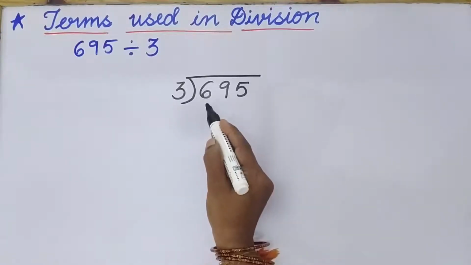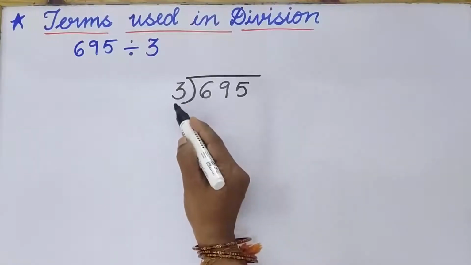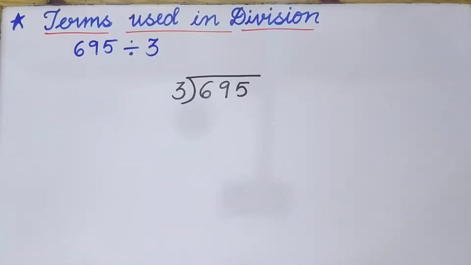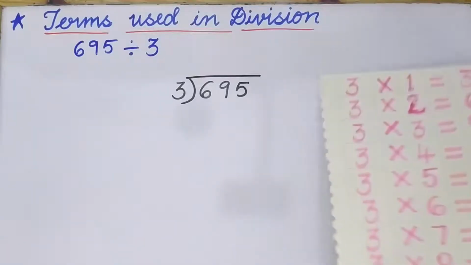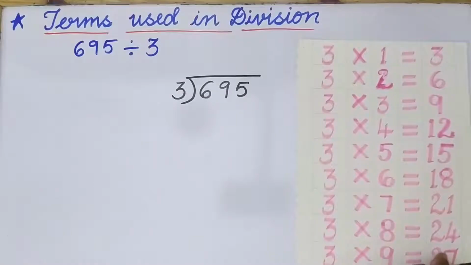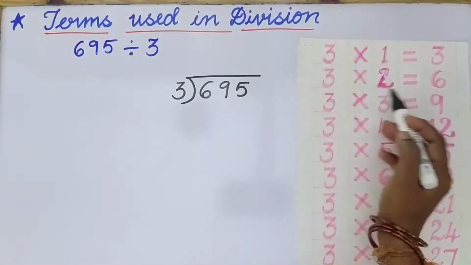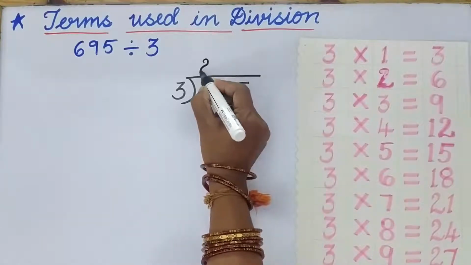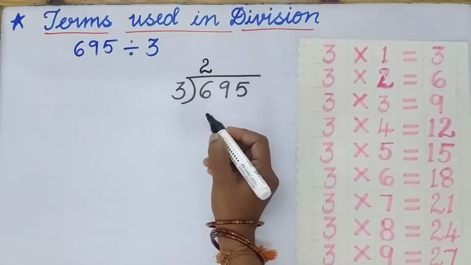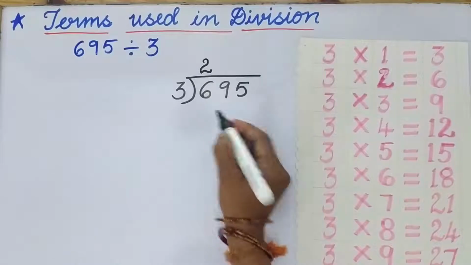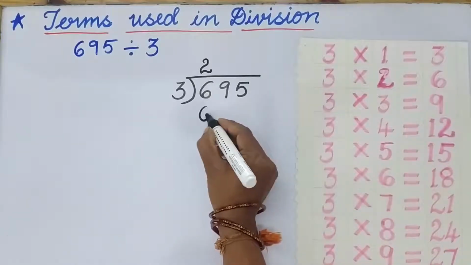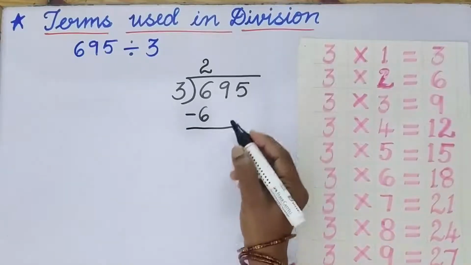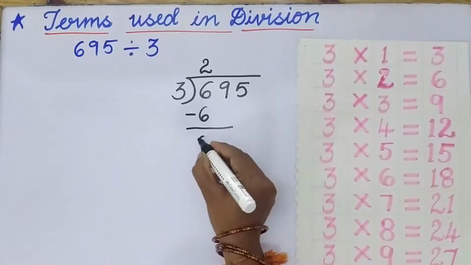Okay, so from 6 we need to start dividing by 3. Okay, so 3, how much are 6? For this we should be perfect in the tables. 3 2s are 6. That answer should be written above the digit. We get that product here, and we know very well that division is repeated subtraction. So subtract here.